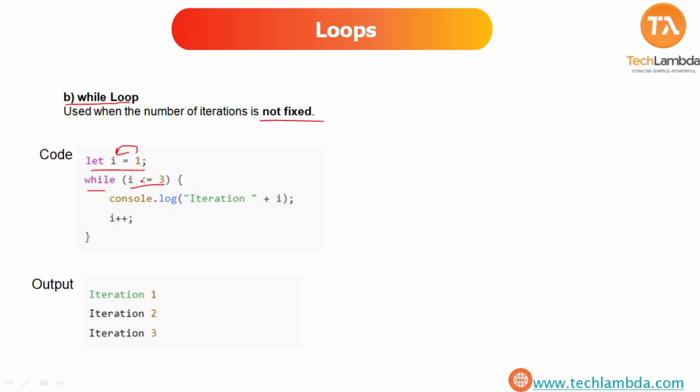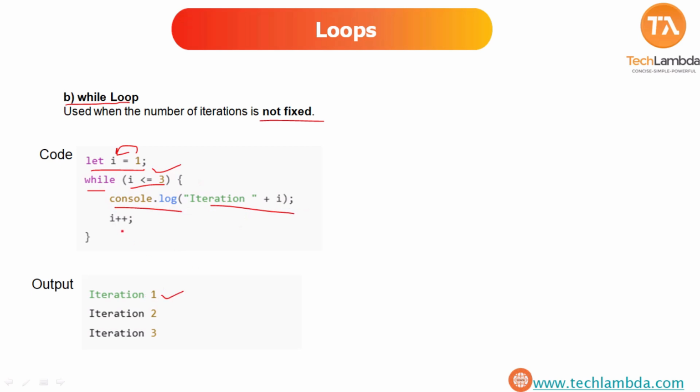So while i is less than or equal to 3, right? It checks this condition. The value of i is 1. So it checks this condition, and what does it print? It prints iteration i, that is iteration 1, right?